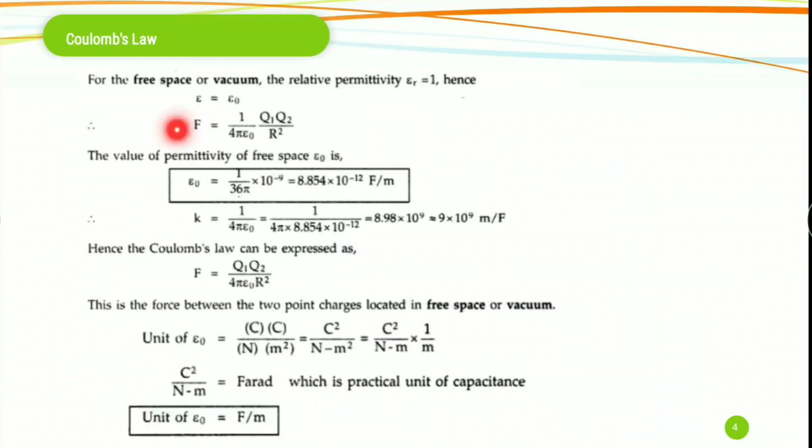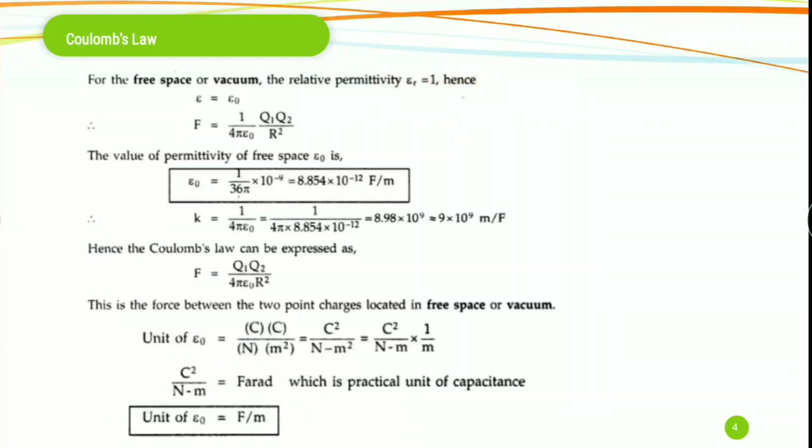Whatever the proportionality, that proportionality is removed by a proportionality constant K. And what is K? It is 1 by 4 pi epsilon. Here epsilon is equal to epsilon naught epsilon r. In the free space case, or it may be named as vacuum, epsilon naught is the permittivity of free space, and epsilon r is the dielectric constant, or it is also named as relative permittivity.